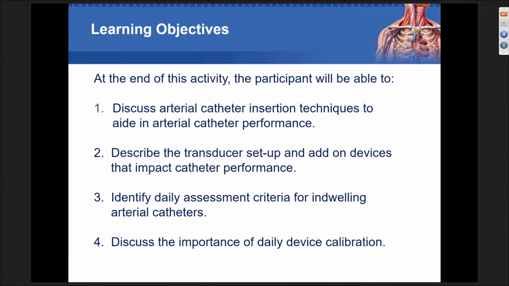So the learning objectives for today's program are really to discuss catheter insertion techniques that aid in catheter performance, because one of the biggest troubleshooting opportunities really is to make sure our catheters are placed in the right location of the insertion area that we select, and that really is based on assessment. The next one really is to describe the transducer setup and the add-on devices that impact catheter performance, because remember, arterial catheters are that one device that have to be attached to something else, or else the patient has arterial bleeding occurring. So we always have to be prepared, and those add-on devices matter.